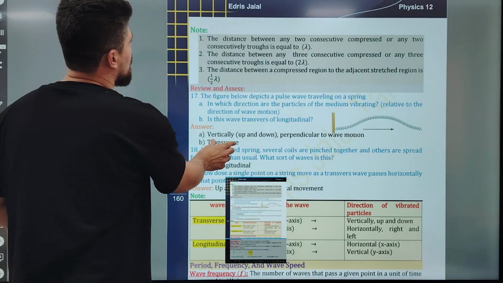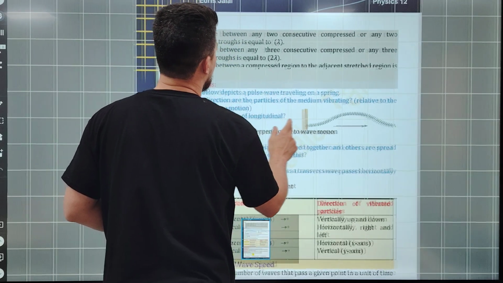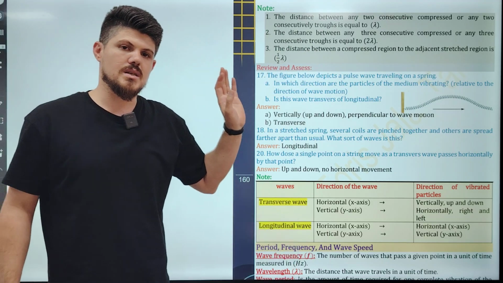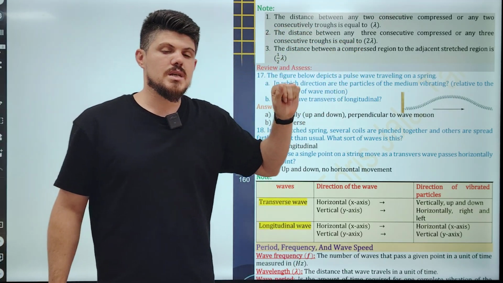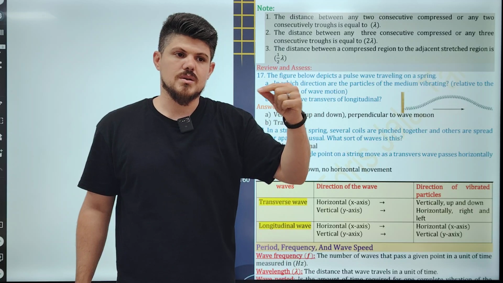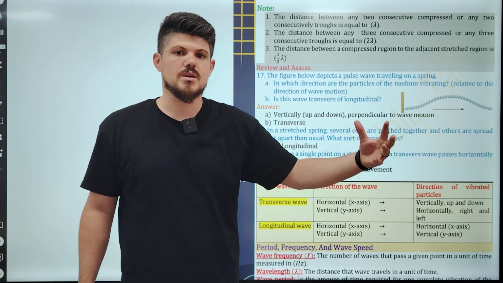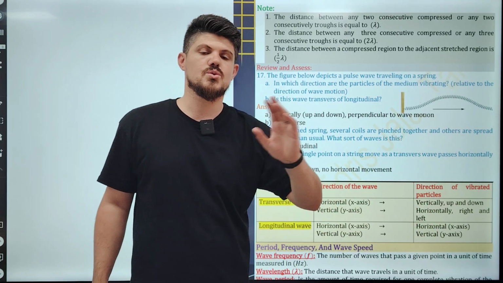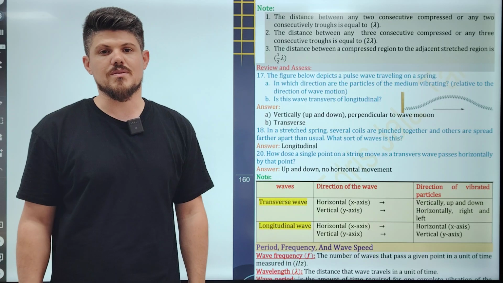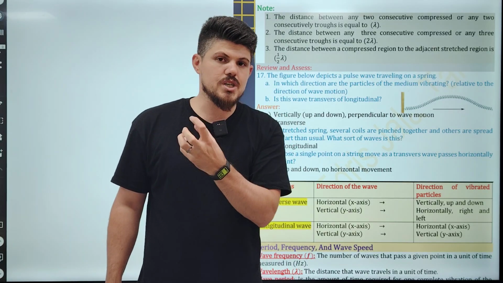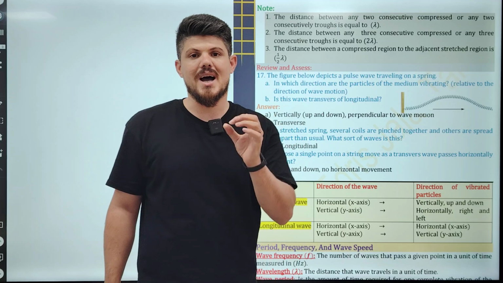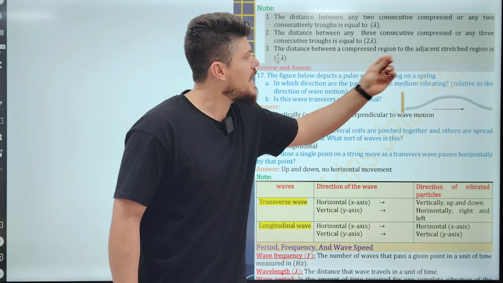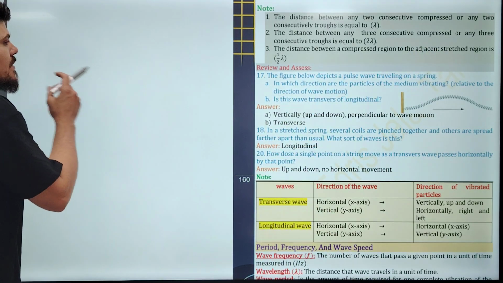The distance between any two consecutive compressions, or any two consecutive troughs, is equal to one wavelength. As I mentioned a few minutes ago, the distance between two compression regions is equal to one wavelength. What about the distance between three compressed regions? It is equal to two wavelengths. Okay, so the distance between two rarefaction or two stretched regions is also equal to one wavelength. But be careful, the distance between a compression and a rarefaction is equal to half a wavelength. The distance from a compressed region to the adjacent stretched region is equal to half a wavelength.